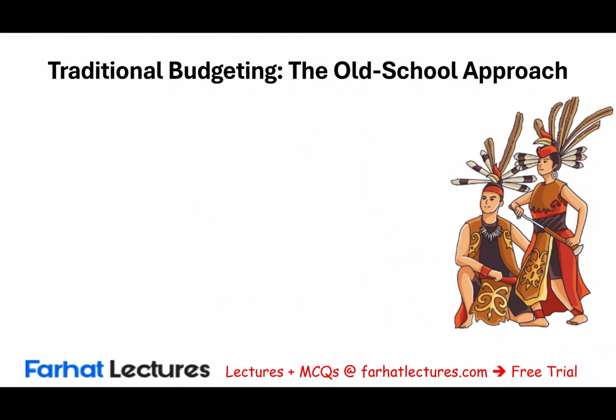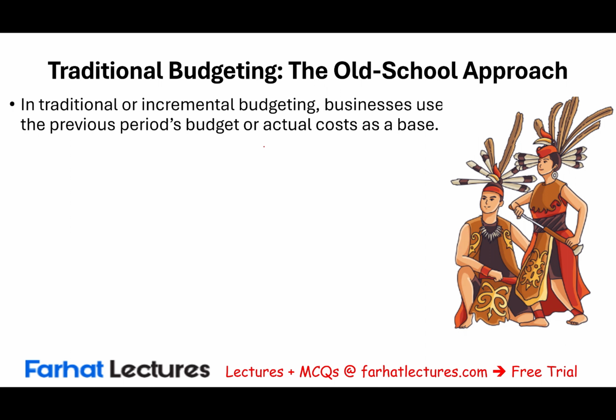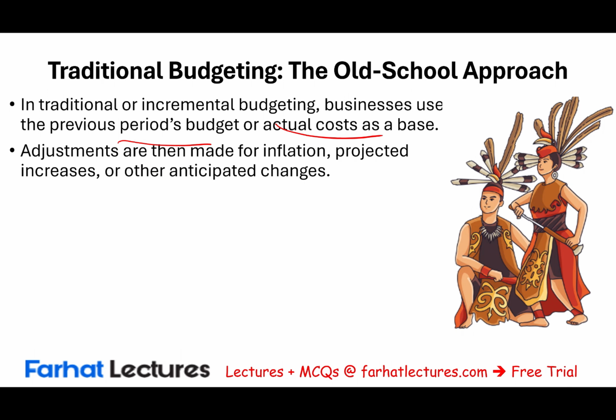Starting with traditional budgeting, which is the old school approach compared to the new approach of ABB, activity-based budgeting. Traditional budgeting uses the previous budget to do what? To make adjustments. So the base is the previous budget, or prior period budget, or actual cost, whatever happened the prior period, to start the budget. Adjustments are then made for inflation, projected increases, or other anticipated changes. So this is the traditional budget.